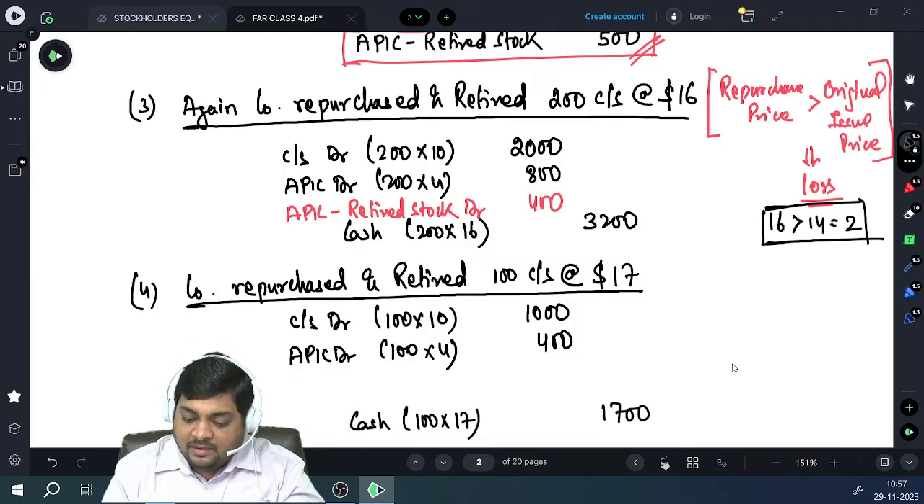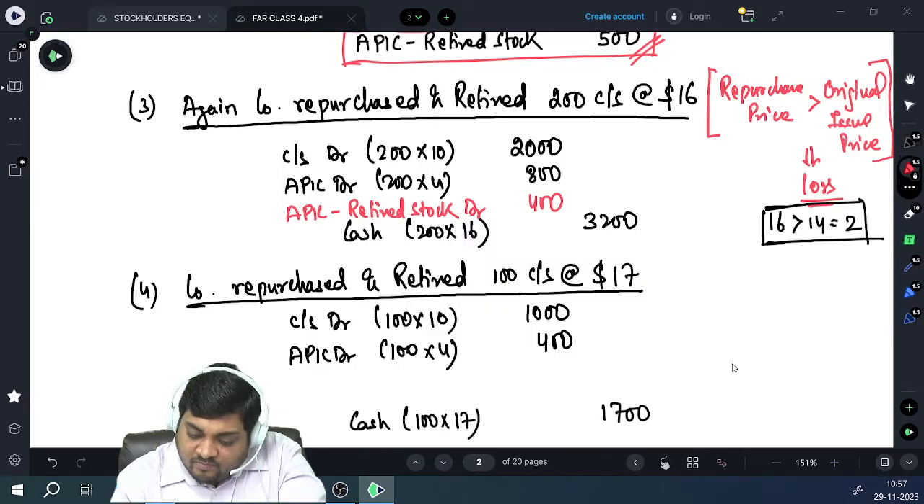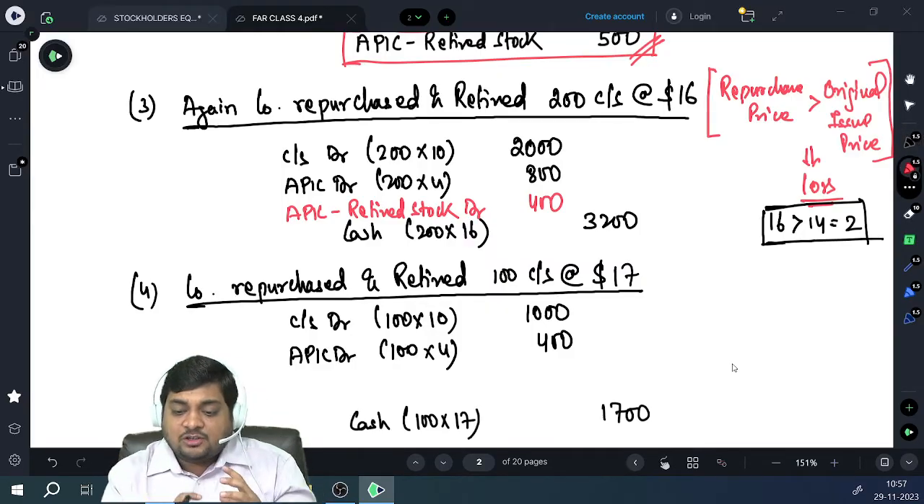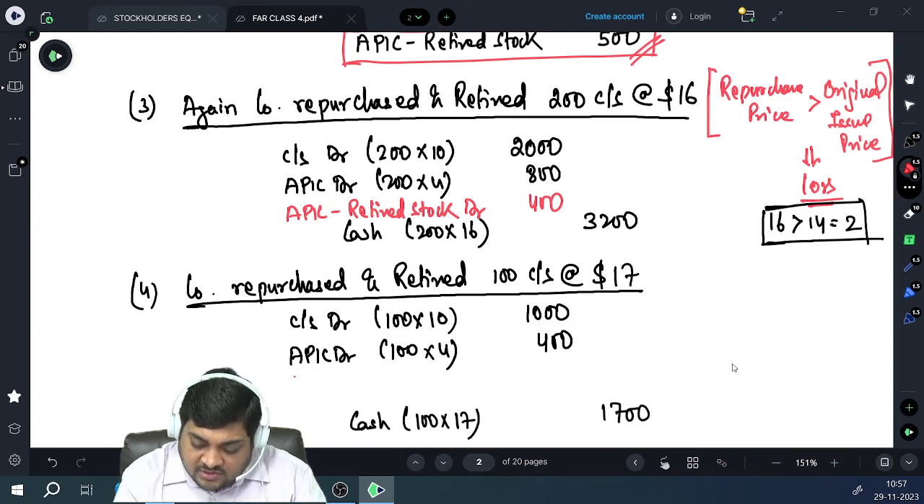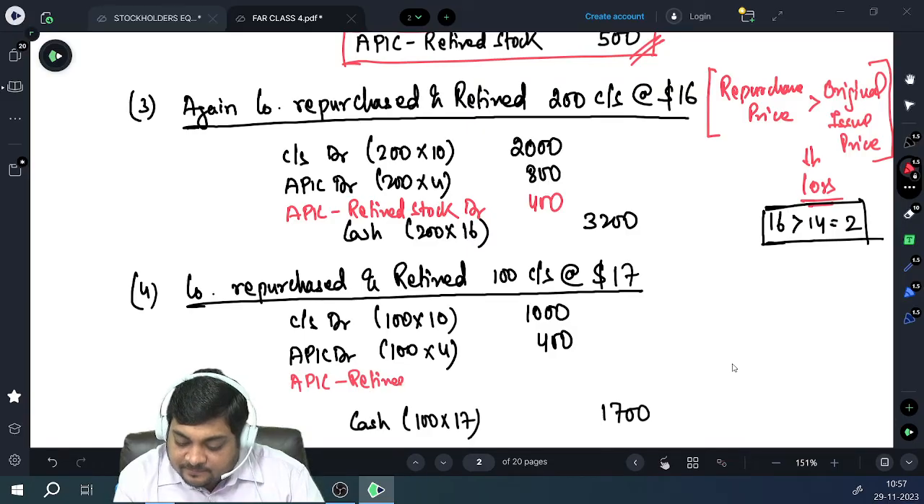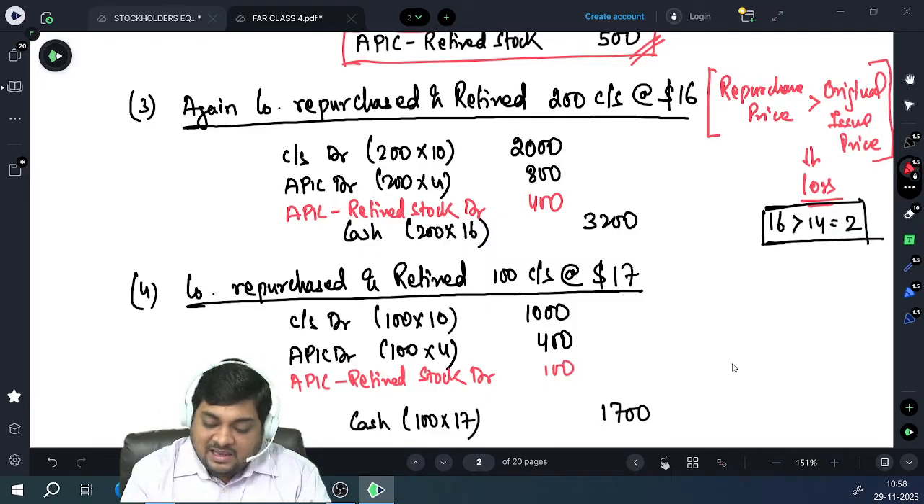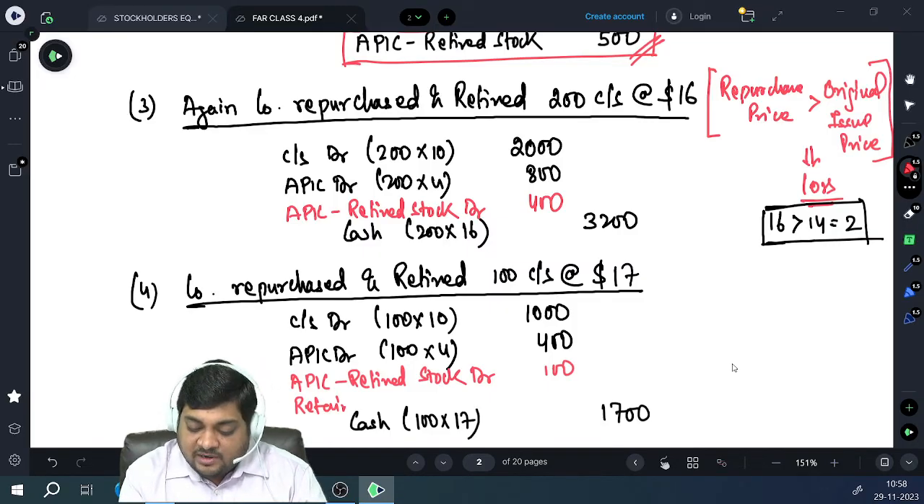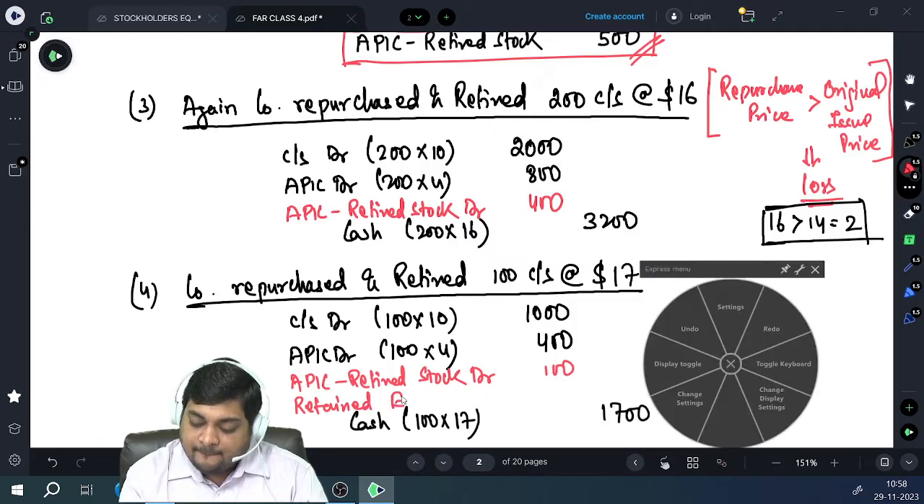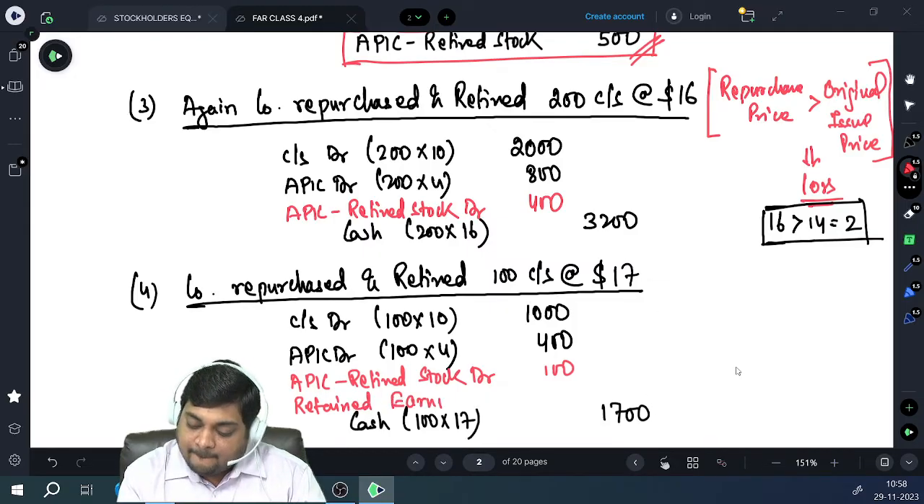So now what will happen? In additional paid in capital retired stock, we have 100 balance left. So first we will use that. We have 100 left, and the balance, if any, will be taken out from retained earnings. This is the balancing figure, the plug.